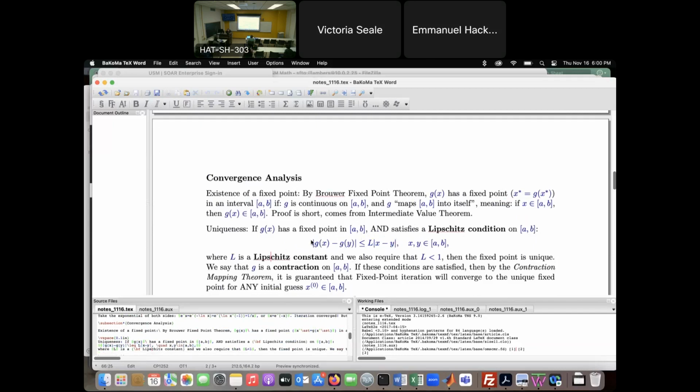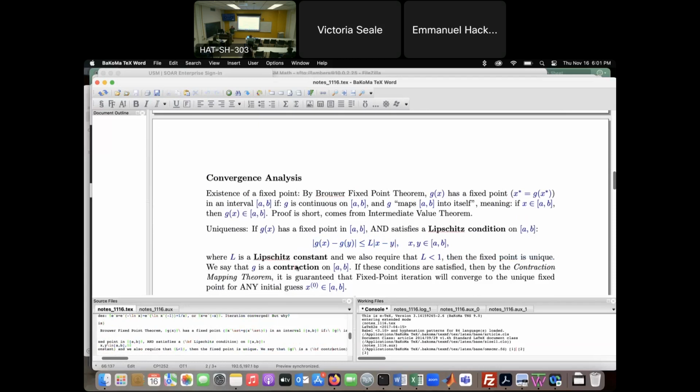Now, if G satisfies the conditions of the Brouwer fixed point theorem, so it has a fixed point, and satisfies this, and if the Lipschitz constant L is less than 1, then the fixed point is unique. So some terminology for you: under these circumstances, we say that G is a contraction.